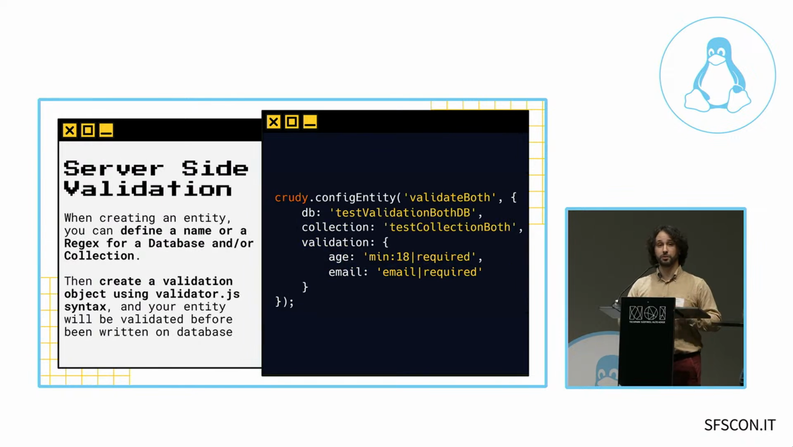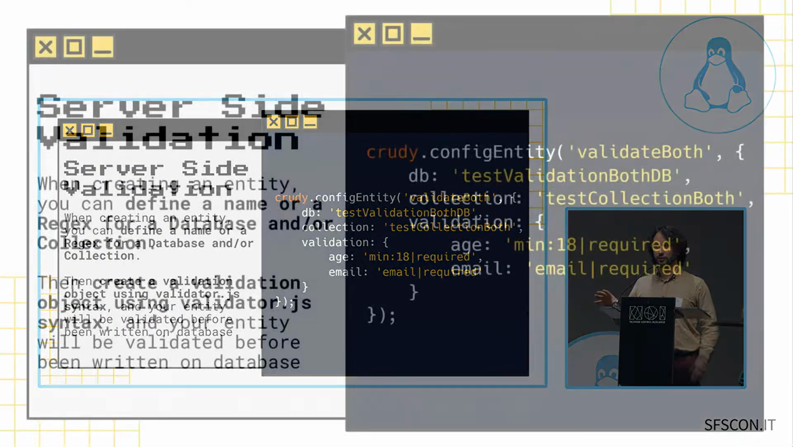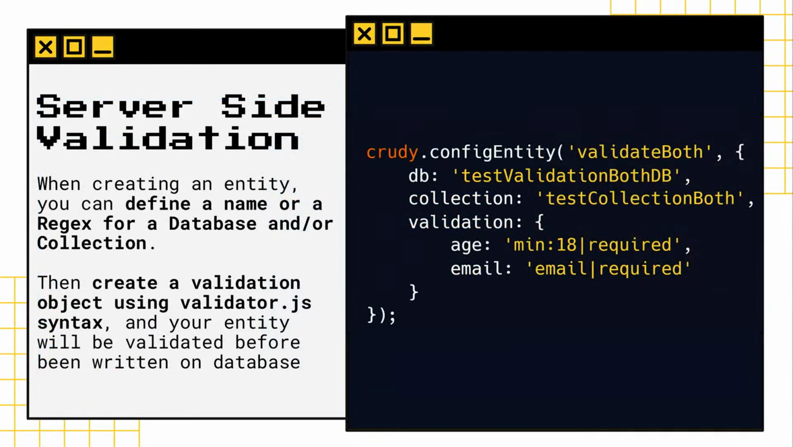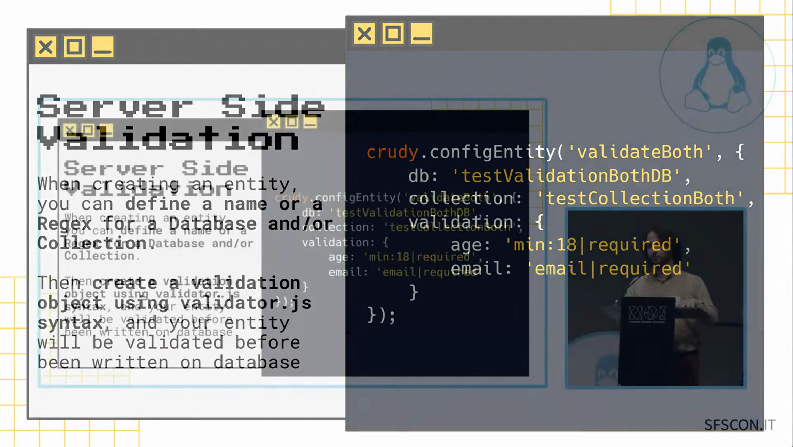CRUDit supports server-side validation, so you can create some entities. The entities use validator.js syntax to validate your data before it is written to the database. So you can be sure that your data is clean, and that there are constraints on the structure of your data.